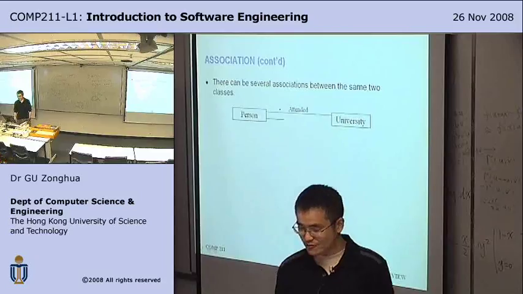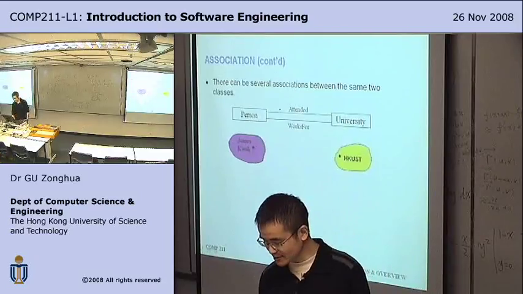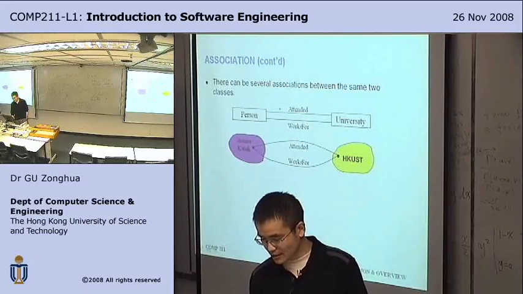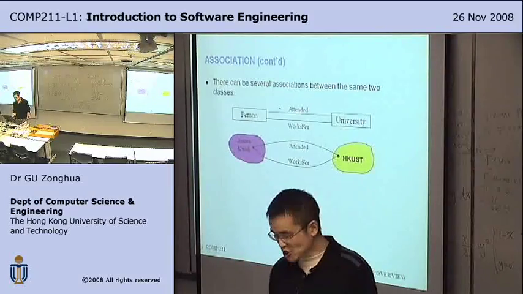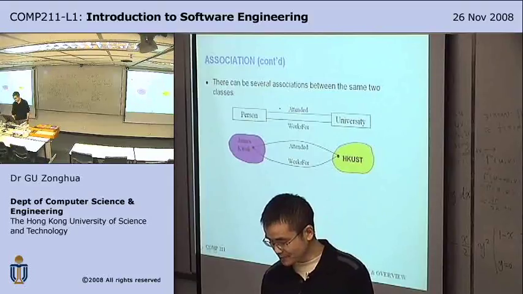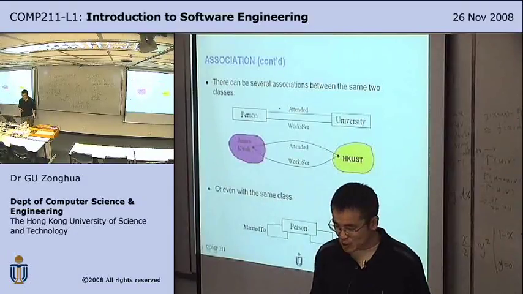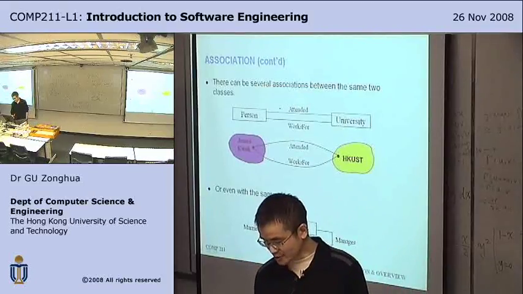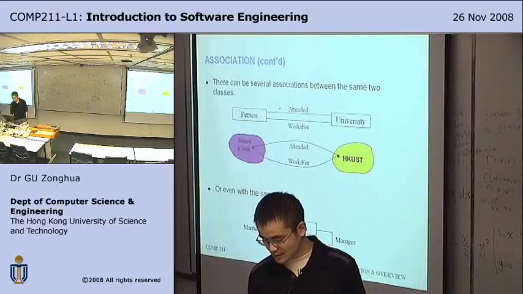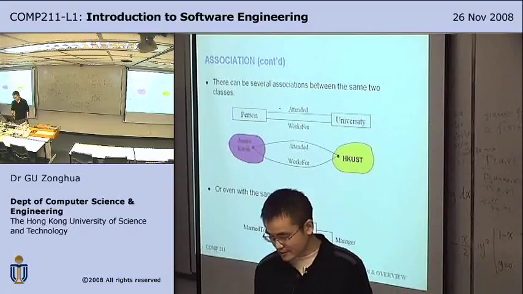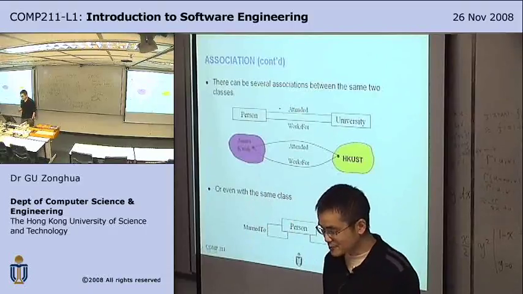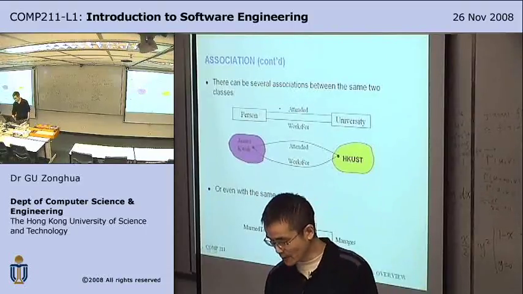So there can be several associations between two classes, and each association may get turned into one link between two objects, or even with the same class. So a person married to another person doesn't mean that the person is married to himself. It means that two objects have the same type, person, who are married.